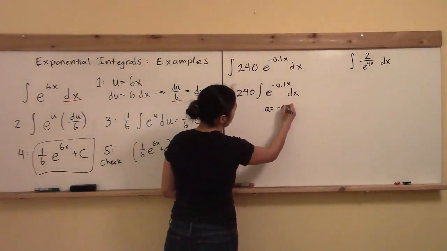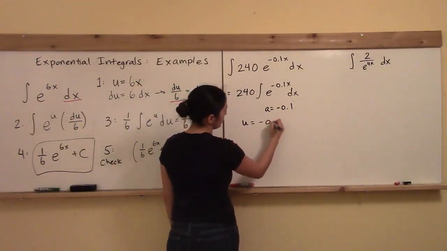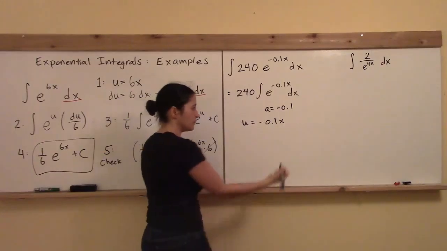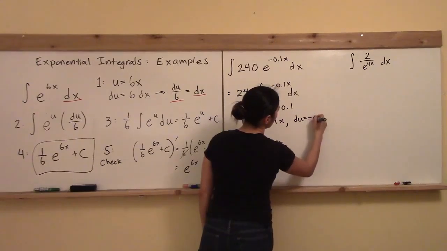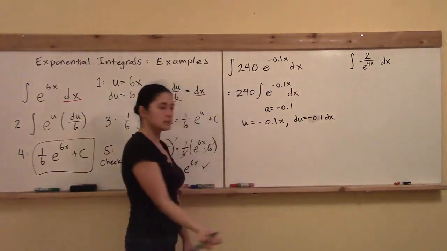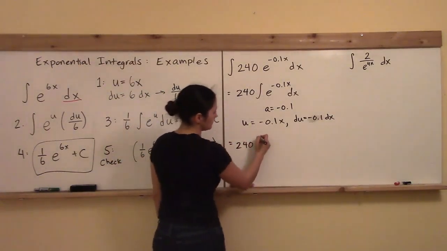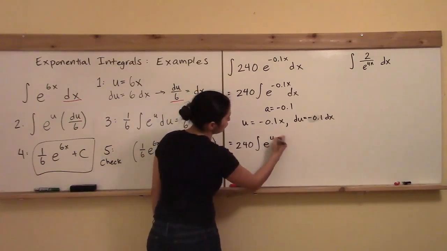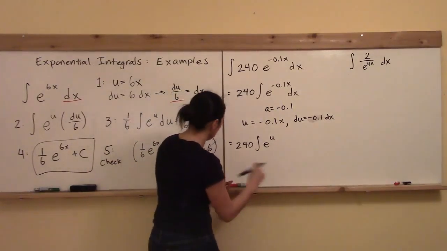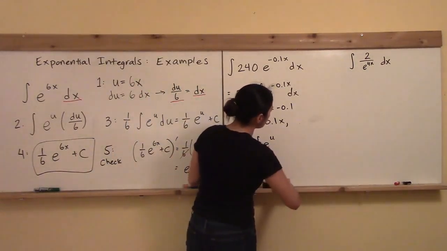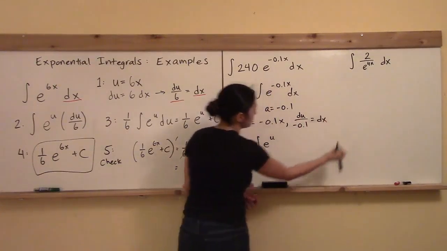So to match that with the general formula we had before, the a is negative 0.1, and through a U substitution, we're going to let u equal the thing in the exponent, and then the corresponding du is going to be that value, negative 0.1 times dx. Alright, and just like in the last one here, for this we're going to carry the 240 to the outside, but then we have e to the u, and then dx isn't dx anymore. Really, what is dx here? Because of this relationship, when we divide out, we get du over minus 0.1 is equal to dx.